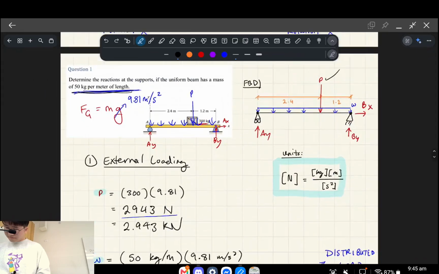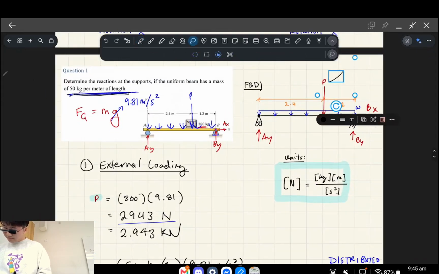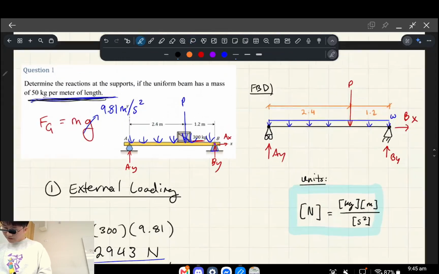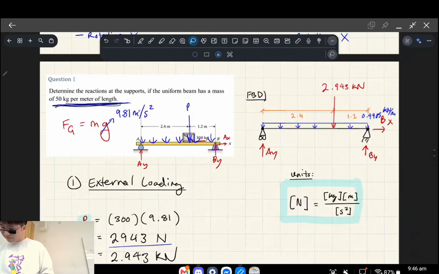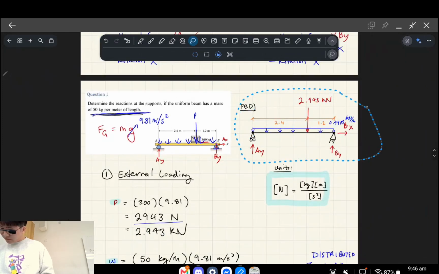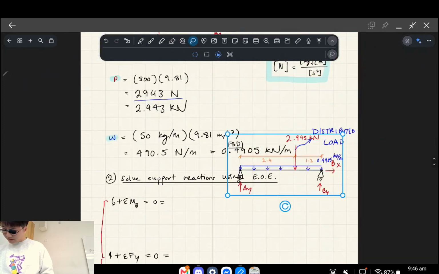Okay, so you know what, I'm going to change P into what it was in kilonewtons. So this was 2.943, and W I'll change to 0.4905, just so it's a bit more clear what is known and what's unknown, okay? I'm going to bring this down to our next line of working out.